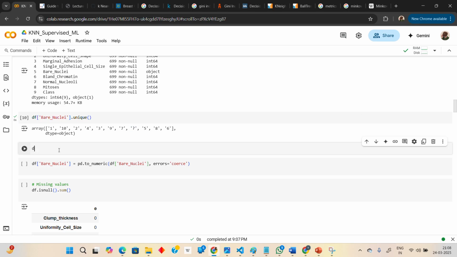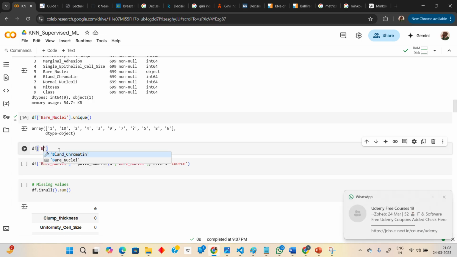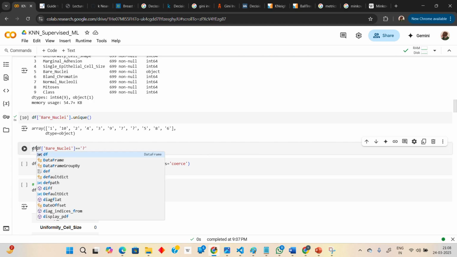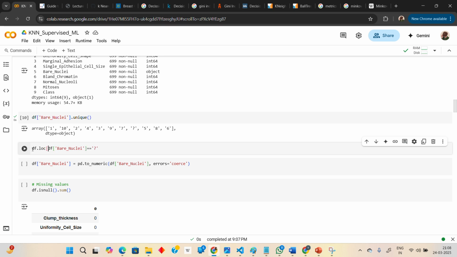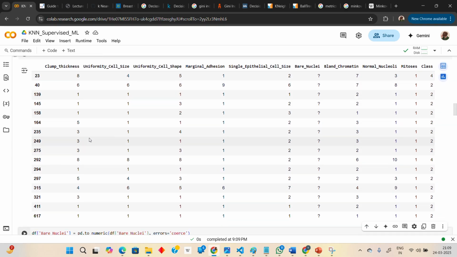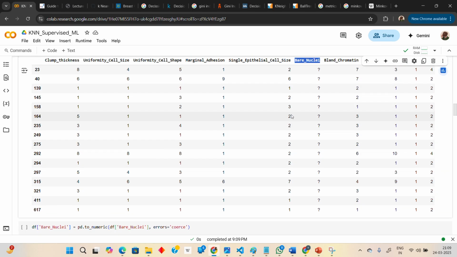So all such values, if you want to identify them, bare nuclei equal to question mark. If you identify the values using the loc function, I already explained, right? You can use that loc function to filter out the data which are having these question marks. See, these many question mark values are there; in bare nuclei, all are having question marks.